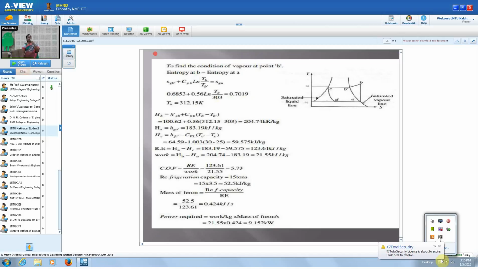So after knowing TB, then find out HB. HB is nothing but, at 30 degrees centigrade, Hg plus Cp of vapor into T superheating temperature minus T saturation temperature. So that value gives actual HB. So that HB is 204.74 kilojoules per kg.